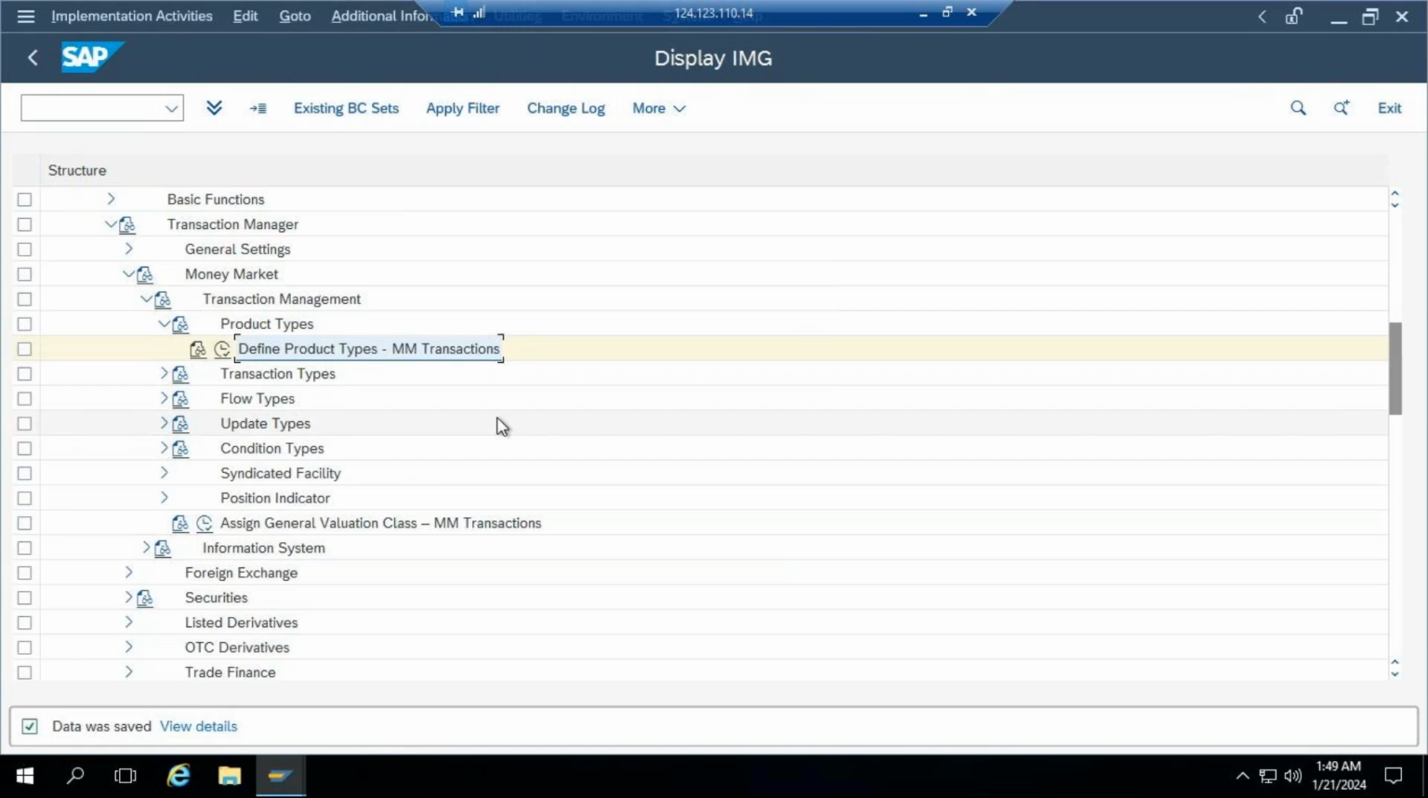It also takes care of the entire functions and activities of the front office, middle office, and back office teams using the securities rule. Okay.